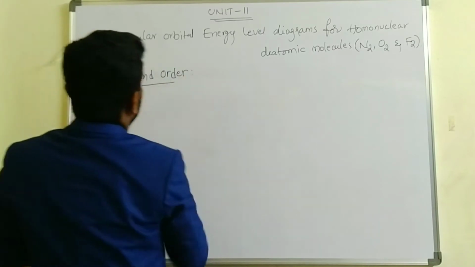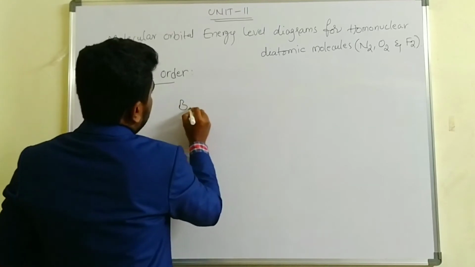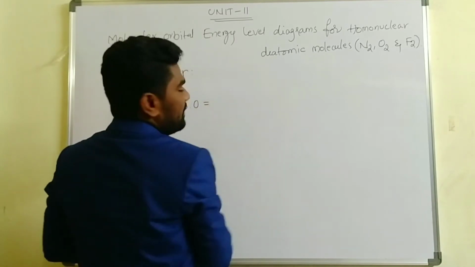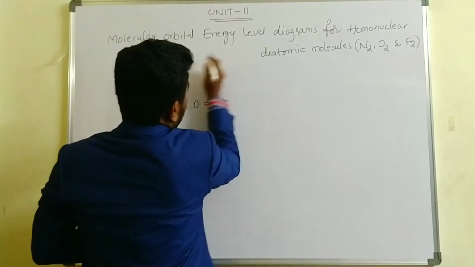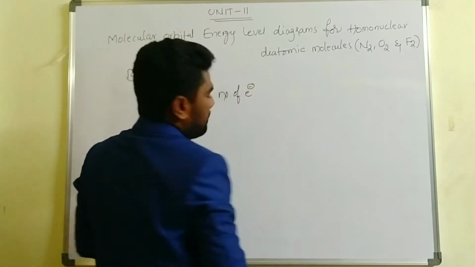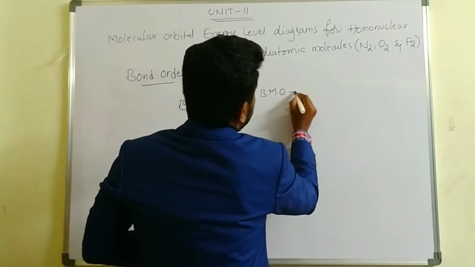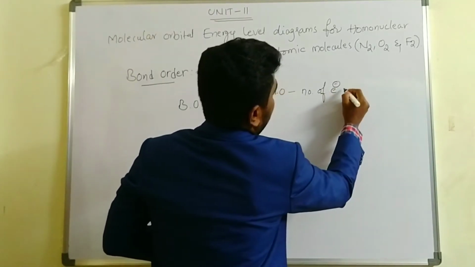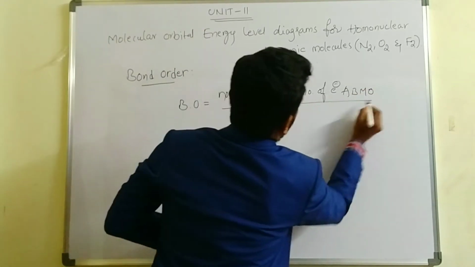Bond order is equal to the number of electrons present in the bonding molecular orbitals minus the number of electrons present in the anti-bonding molecular orbitals, divided by 2.